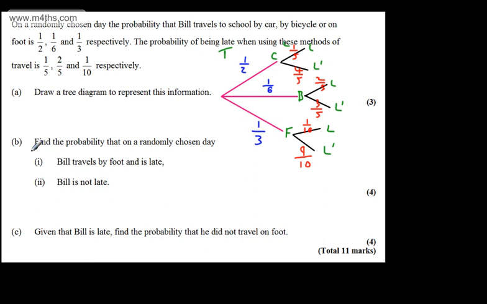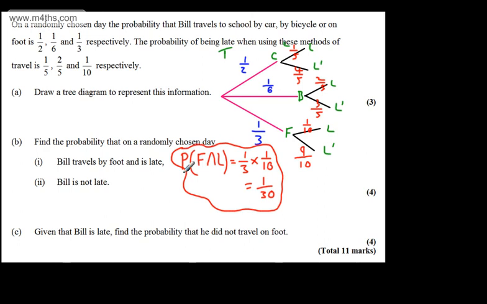Okay, in part B, the first part, Bill travels by foot and is late. So we're looking at the probability of foot and late. We simply need to go ahead and follow that route. So foot and late will be 1/3 multiplied by 1 over 10, which is going to give me 1 over 30. So nice and straightforward for that part right here.